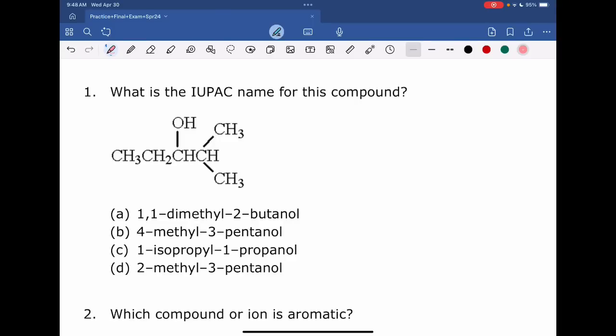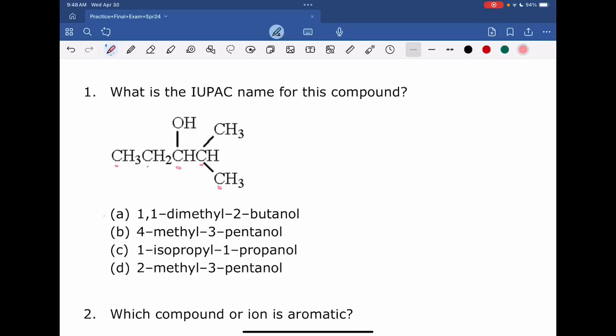Okay, so for number one, we're trying to name this compound. The first thing we want to do whenever we're naming is count the longest carbon backbone that we can find. So let's start by doing that. We have 1, 2, 3, 4, 5 carbons. So it's 5. 5 is penta, so the answer should have penta in it somewhere.